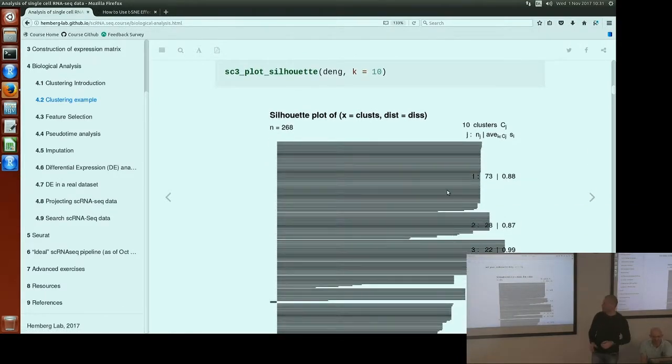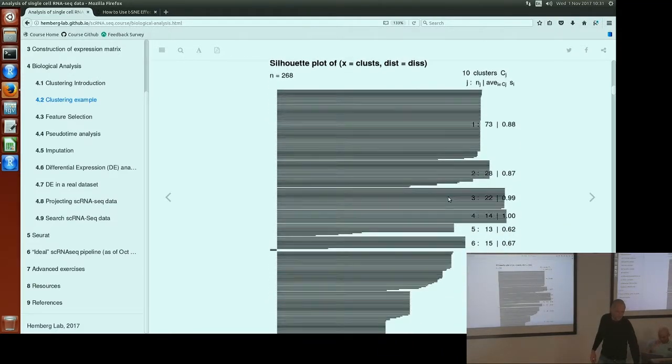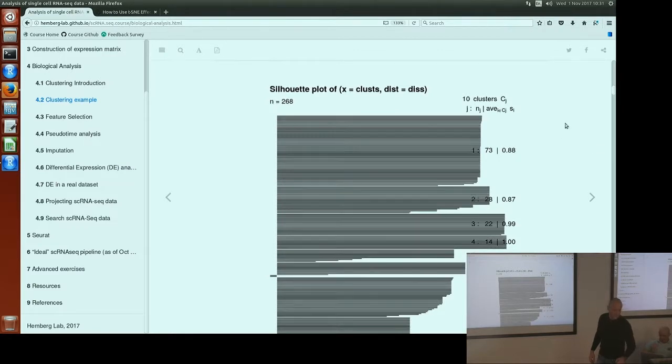Okay, the next plot we can visualize is called the silhouette plot. You can plot it using the SC3 plot silhouette function. This plot gives you an idea of how good your clustering solution is. It's based on the consensus matrix that we saw before. For each cluster, it says how confident your solution is that this cell belongs to this cluster. So the higher the values you have in each cluster, the better.